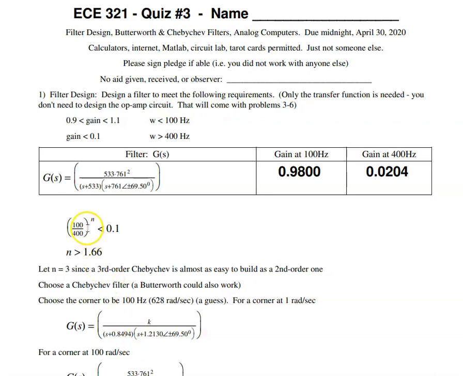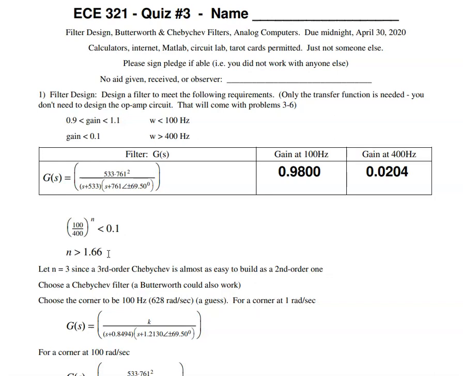If I have a single pole, the gain drops off with frequency. As the frequency goes up by 4 times, if I have n poles, the gain should drop down to 0.1. That says I need at least 1.66 poles. So let's round up to 2 poles. Actually, I can build a third order filter just as easily as the second order, so let's call it 3 poles.